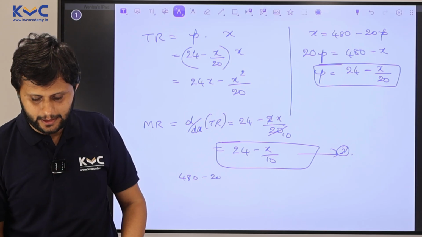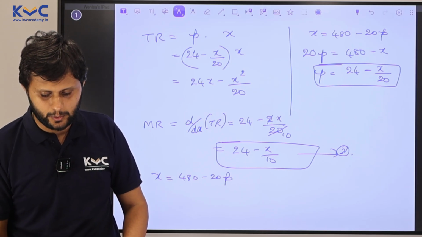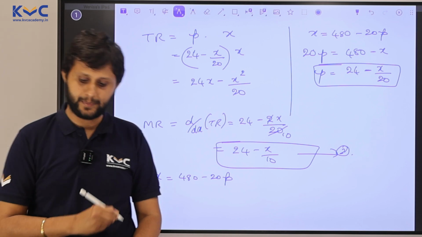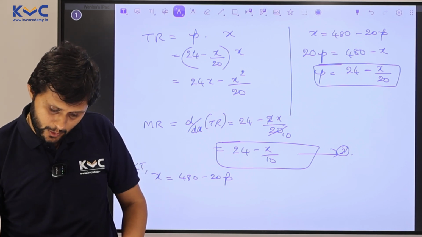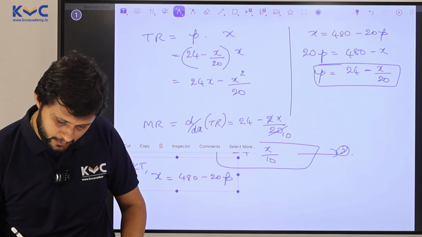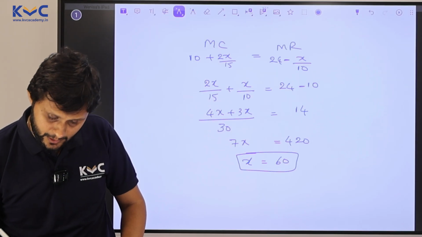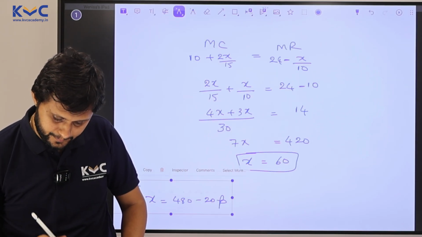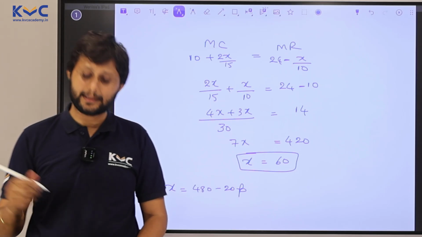480 minus 20p. What is this? X is equal to... we know that it's given. So x is how much we had got, no? Okay, we'll have to write it here, no? There's one more page we have written. Okay. Fine. X is how much? X is equal to 60.